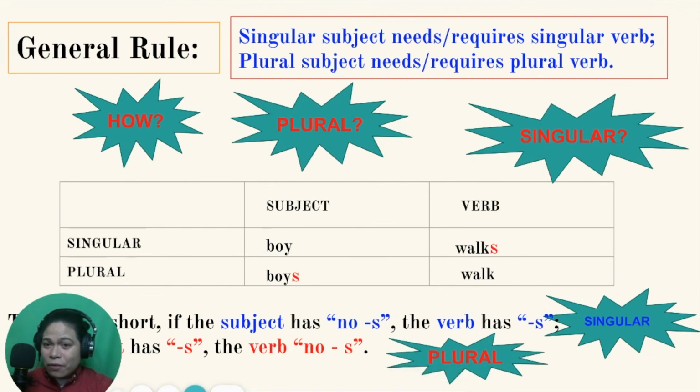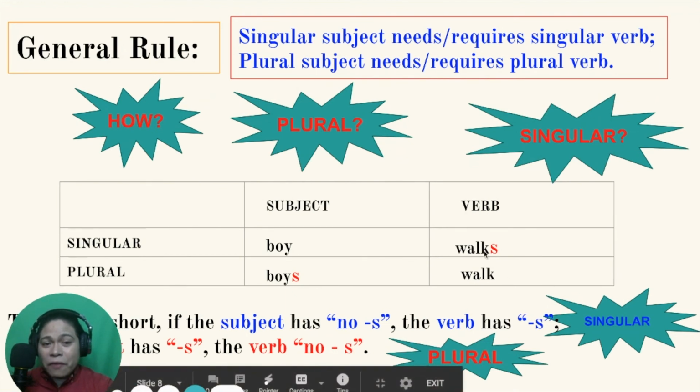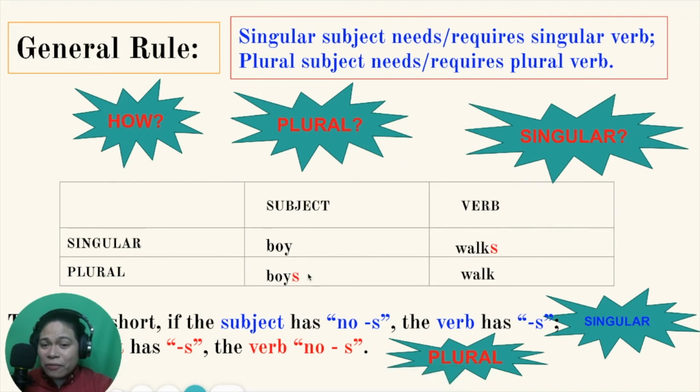Do not be confused. Singular subject needs singular verb. And how do we know that it's a singular subject? There is no S. How do we know that it is a singular verb? There is S there. Now, plural subject requires S or ES, while plural verb does not. So do not be confused in that.